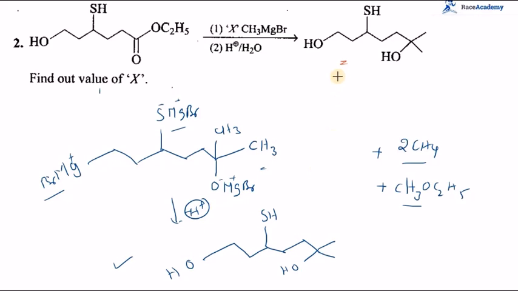So a total of 4 Grignard reagents we have used. Methyl magnesium bromide we have used 1, 2, here 3, and here 4. So in total we have used 4. The answer for this one is X equals 4.